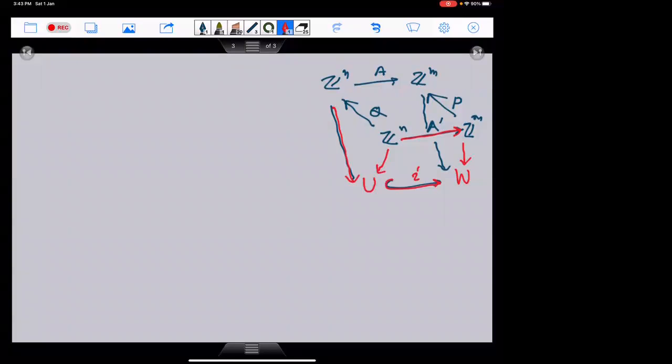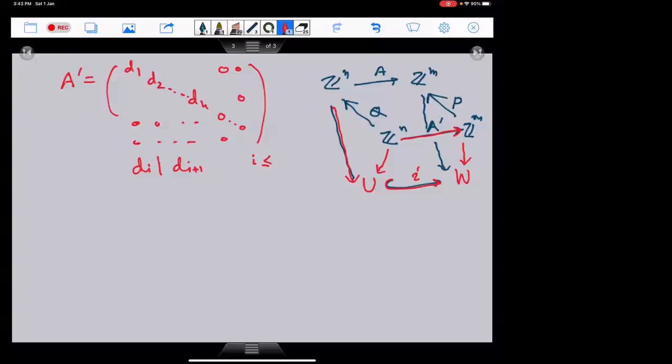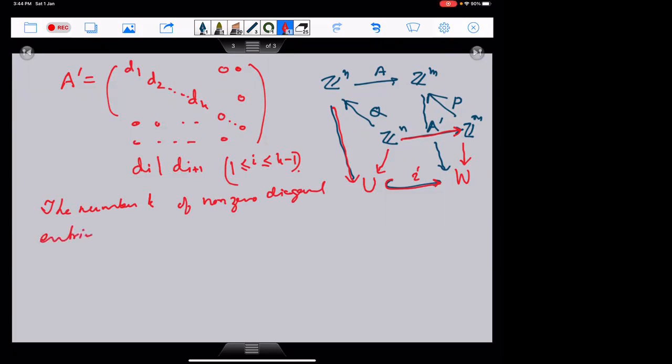Okay, so when we do this, what happens to A? A prime becomes some diagonal d1, d2, up to dk, and then zeros. There may be zero columns, there may be zero rows, and di divides di plus 1, where i is less than k minus 1. The number k of non-zero diagonal entries of A prime is bounded by the minimum of the two. It cannot be more than m and n.